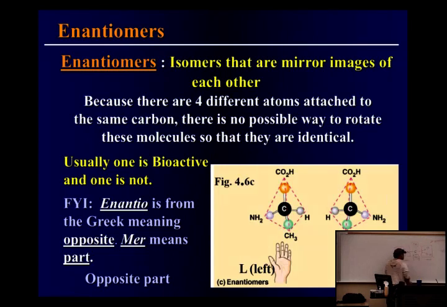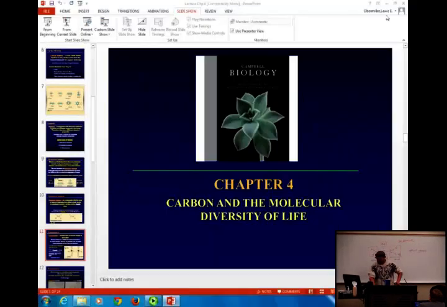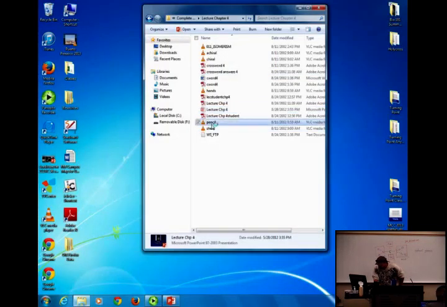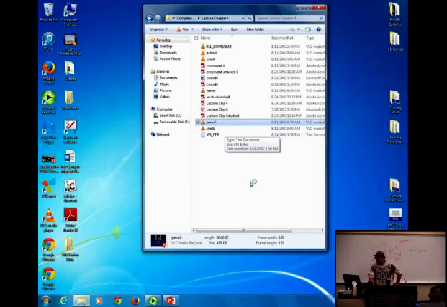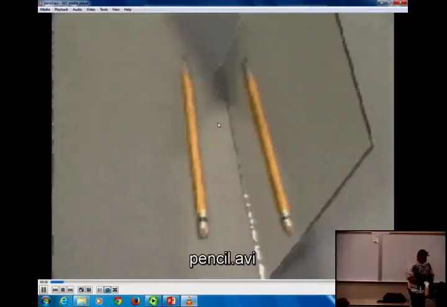Okay, so they have to be distinctly different. All right, I'm going to show you why. This is really difficult to visualize, so you kind of got to play with models to see that this is a true effect. It has to do with moving them around in 3D space, and it has to do with the complexity of the molecule too. So let's look at, hopefully this will play. Well, let's look at something simple like a pencil. Maybe it's not going to play. Oh, now it's gone.